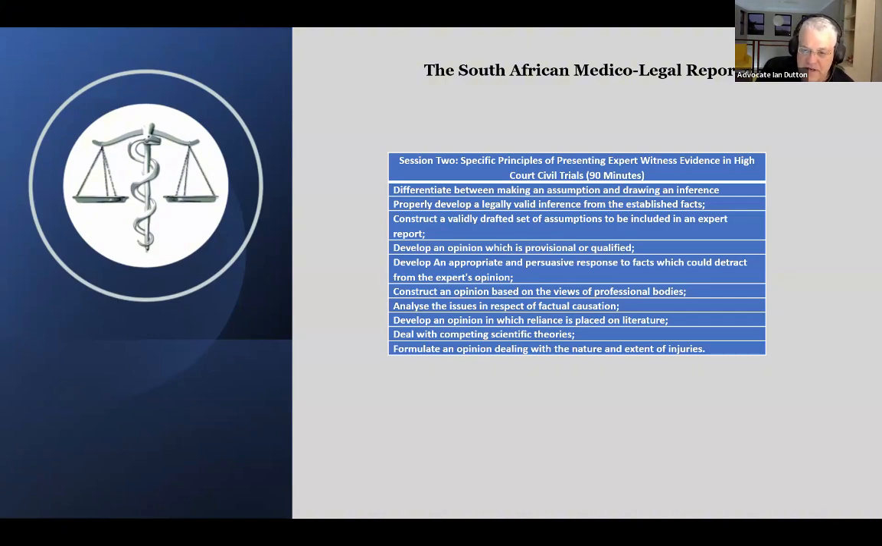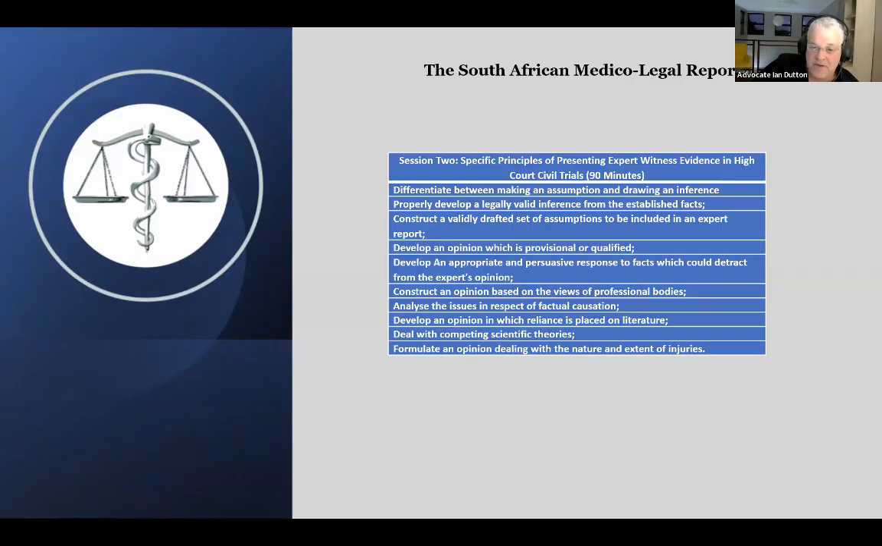Next is to develop an opinion in which reliance is placed on literature. This does come up a lot, especially in the more complicated, high-octane type disputes where you have reliance on literature. There's case law on that. What exactly do the courts expect you to do? How must you present it? What are the requirements? And what is also a good idea and an effective way to approach the presentation of literature?